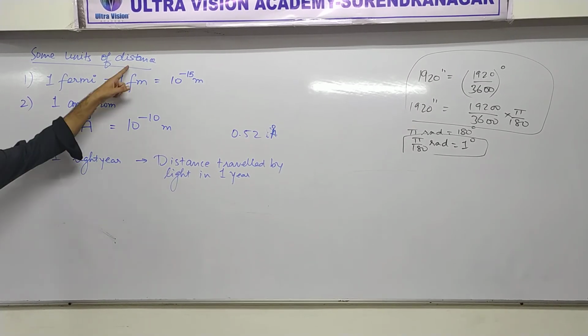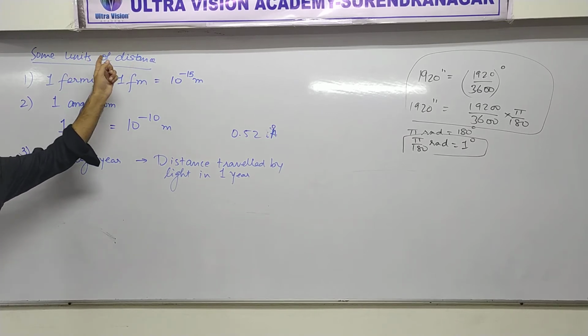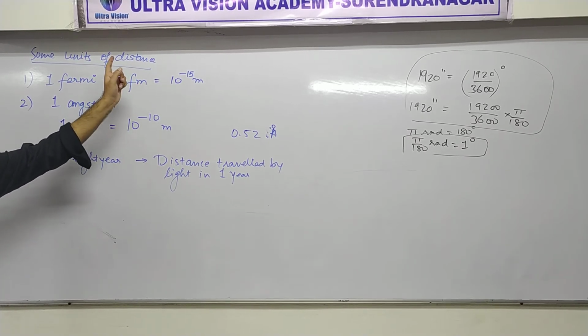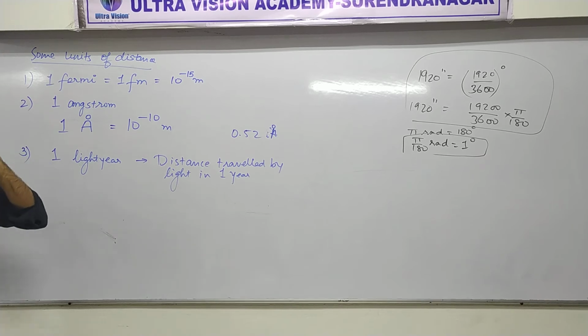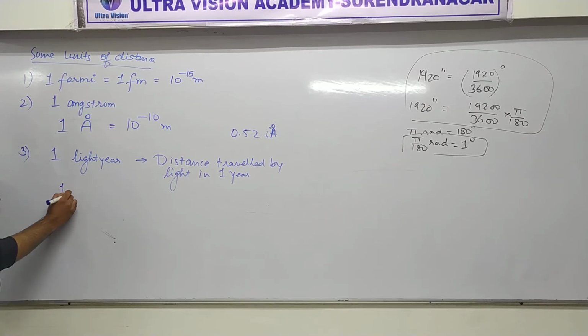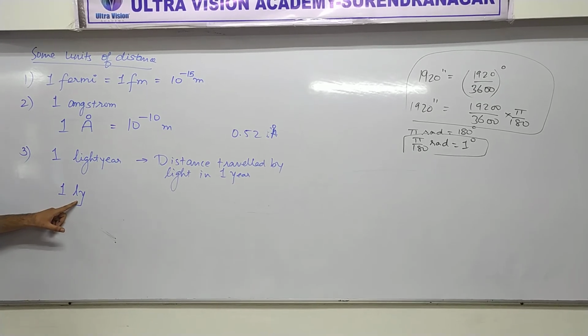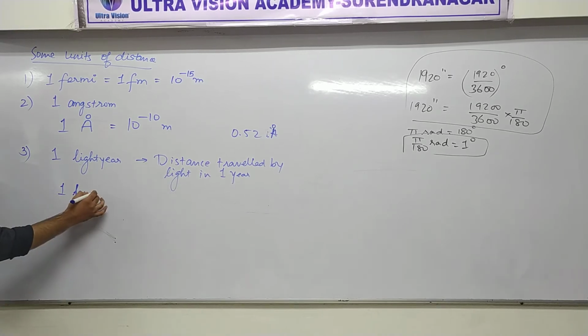It's a unit of distance. This is the title. What are we talking about? Some units of distance. Light year is a unit of distance. Is that clear? Not a unit of time. Everyone get that? So how much is 1 light year equal to? Let's find it. It's a very big value. Symbol of light year is ly, not capital. How much is 1 light year equal to?